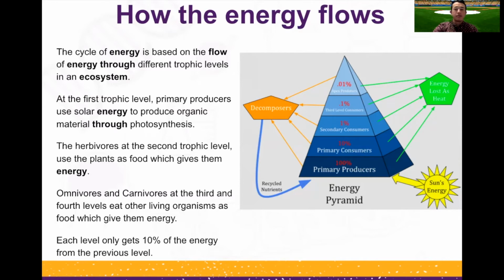That apex predator, in this case, we could call it the quaternary consumer. It's going to get 10% of that 0.1%. So that's why we see it at 0.01%. And we see that energy lost as heat. And then they all track back to the decomposers to start the cycle again.